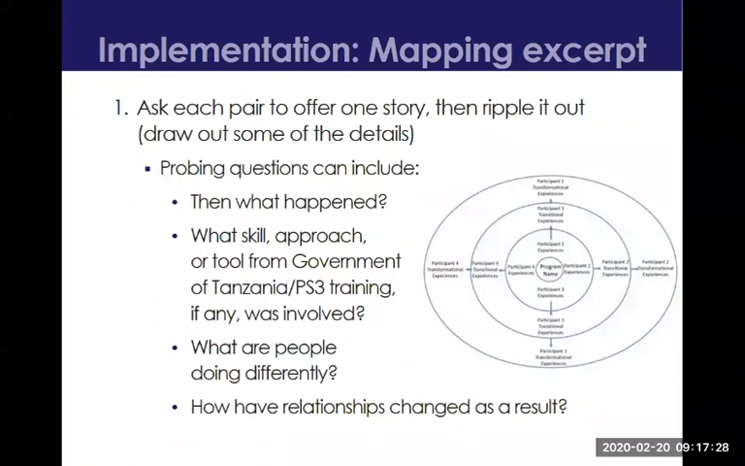For the mapping component, we then asked each pair to offer one story, and the facilitators probed further to draw out details of the outcomes and to get farther along the causal chain. They asked questions like, and then what happened? Or what skill from the government of Tanzania and PS3 trainings was involved? What are people doing differently, and how have relationships changed as a result?